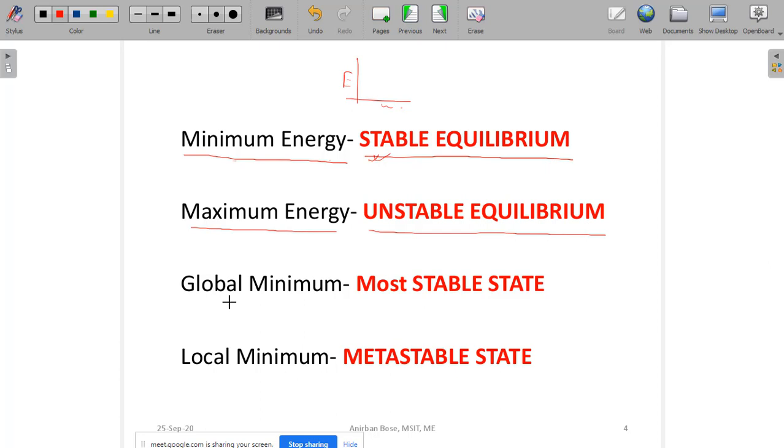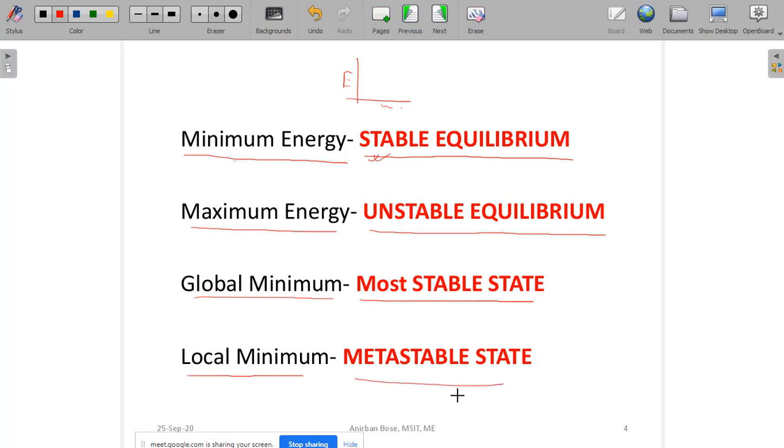Now among all these minima positions, which is the global minimum? That means the minimum of all these local minima is the global minimum, and that is what is called the most stable state. Other than the global minimum, all other local minima are called metastable states.